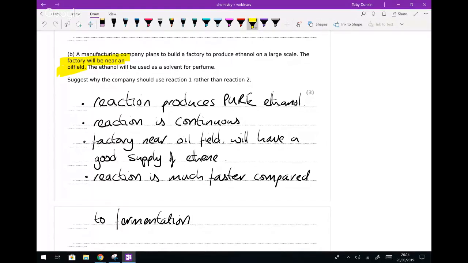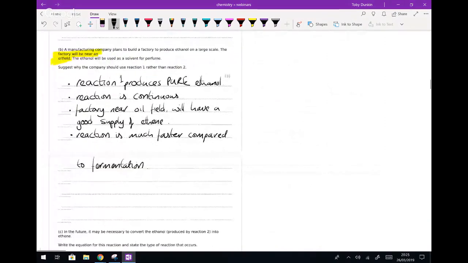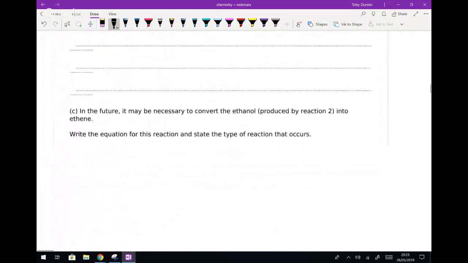Reaction 1 produces pure ethanol, whereas fermentation is disgustingly dirty. It's very impure. It's also slow and batch. Reaction 1 is continuous. It never stops, whereas reaction 2 is batch. You have to do it repeatedly over and over, and it's very slow. The factory is near the oil field, which means you have a good supply of alkenes. And the reaction is much faster compared to fermentation. Loads of really good answers there, many you can choose from.